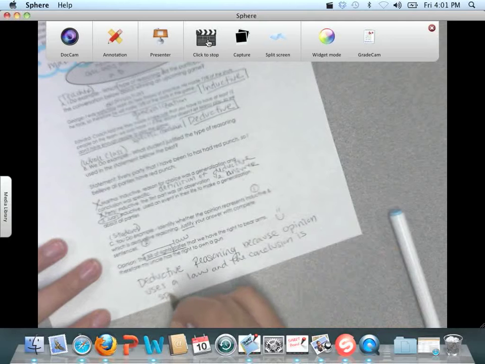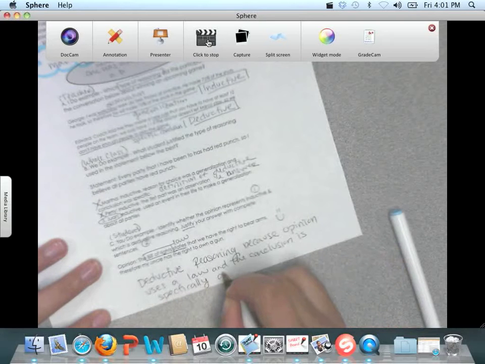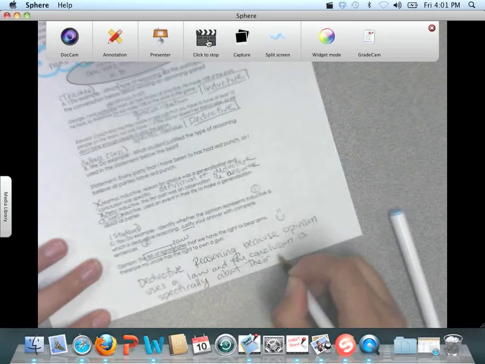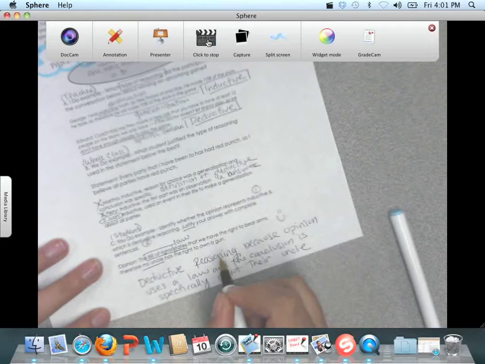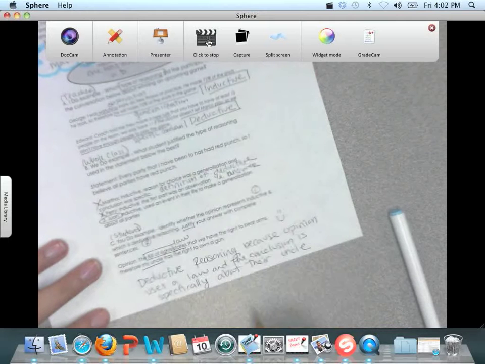is specifically about their uncle. My uncle. That's specific, not just any uncle, my uncle. So that is, in fact, deductive reasoning.